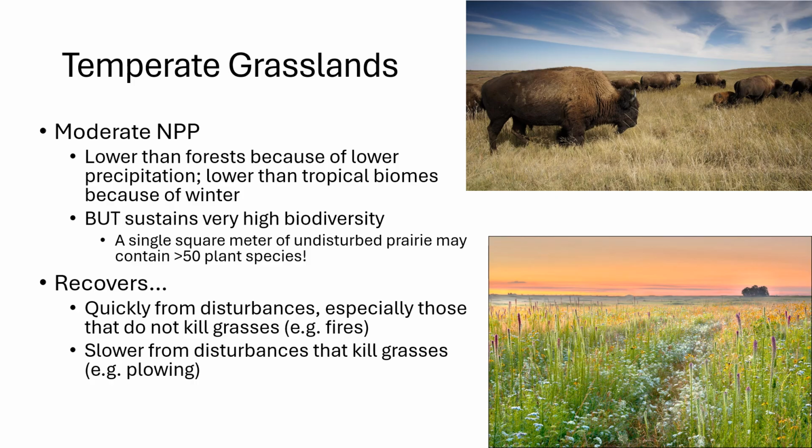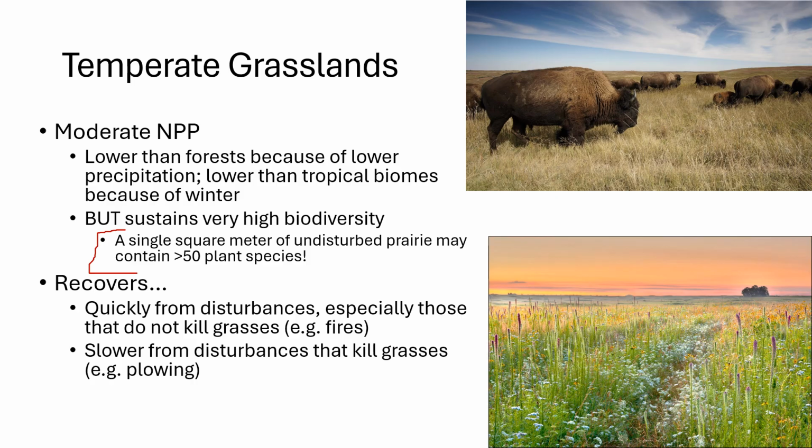In the temperate grassland, there is moderate net primary productivity. Again, not as much as forests, but way more than deserts. They do sustain high biodiversity. One crazy thing about the temperate grassland is that they can have over 50 plant species per square meter.